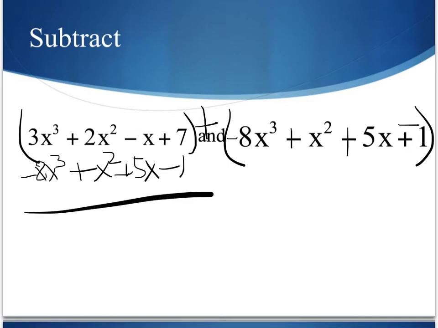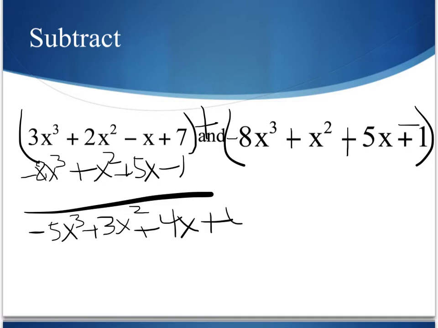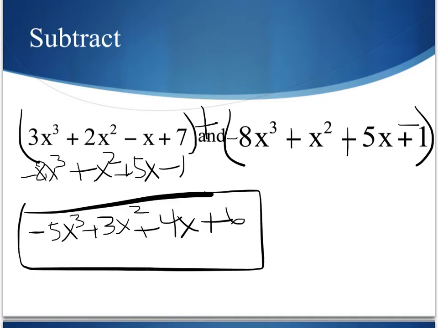And then we combine them together. So 3x cubed minus 8x cubed, and we get negative 5x cubed. 2x squared and x squared, we end up with 3x squared. Negative x and positive 5x is positive 4x. And then positive 7 and negative 1 leaves us with positive 6. And we're done. So we've done evaluating, adding, and subtracting.